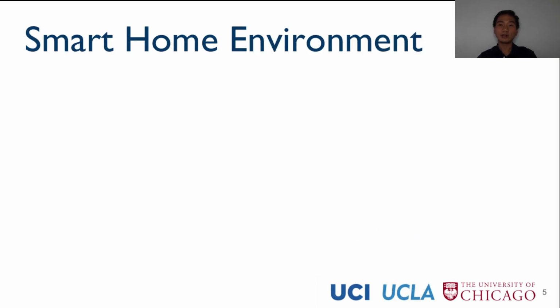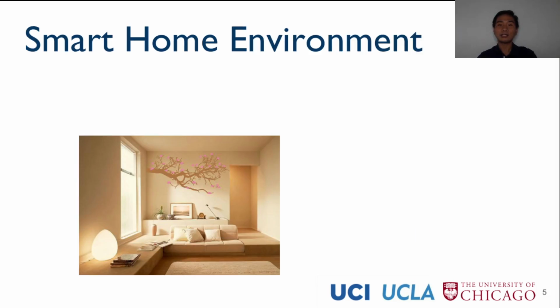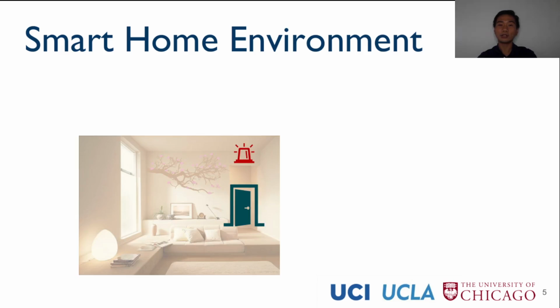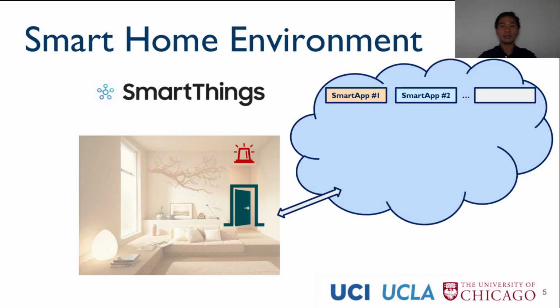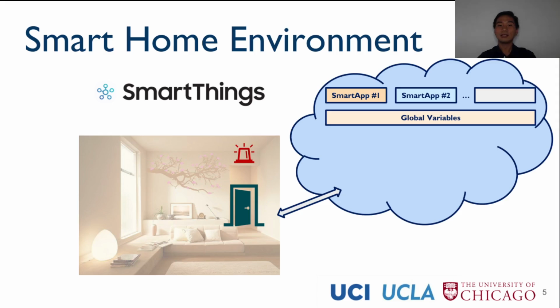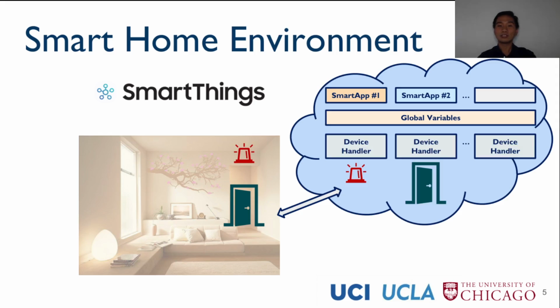These apps run on a smart home environment that can integrate different smart home devices, such as a door lock and an alarm. In this work, we investigate the Samsung SmartThings environment. App 1, App 2, and potentially other apps can be installed and run on the SmartThings cloud. They can write to or read from global variables that represent system states, and the apps control the devices through device handlers or device drivers in a more generic term. In our example, the fire CO2 alarm and lock it when I leave apps use the alarm and the door lock device handlers.